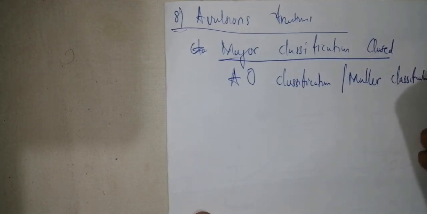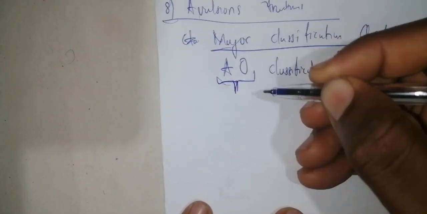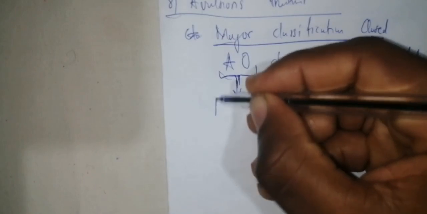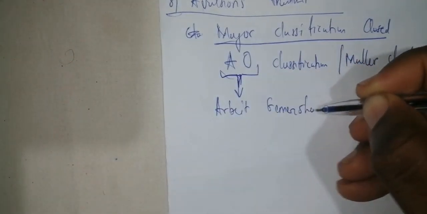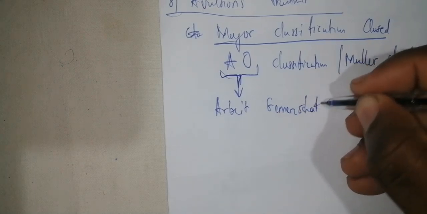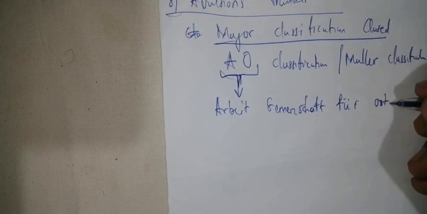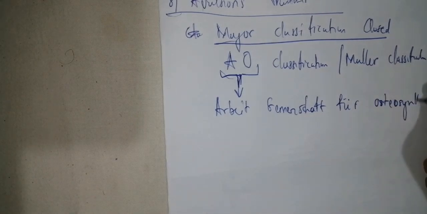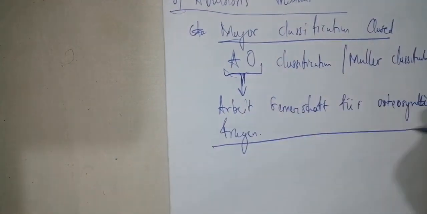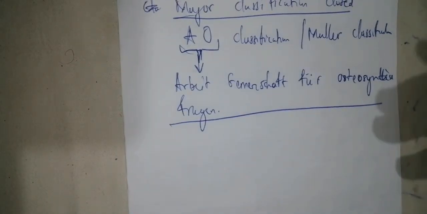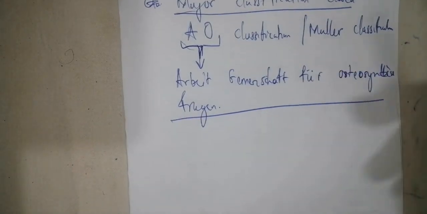Basically, the Mueller classification. Now, for the people who insist on knowing the meaning of AO, AO is actually a German name which means Arbeitsgemeinschaft für Osteosynthesefragen. So that is the full meaning of AO. If you really want to know AO, this is it: the Arbeitsgemeinschaft für Osteosynthesefragen classification.